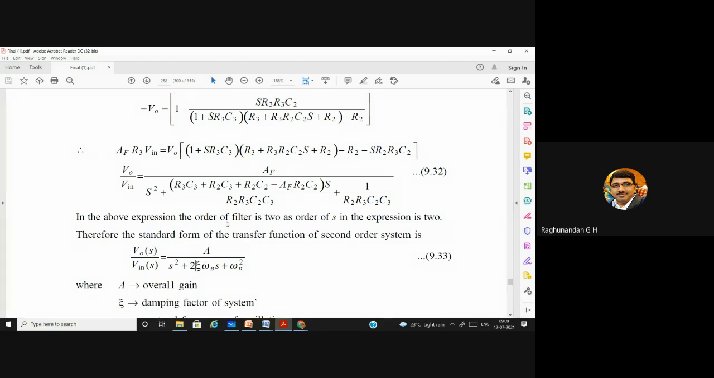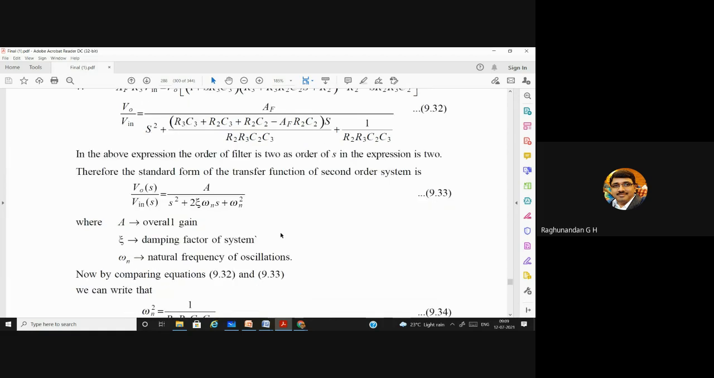This is because the filter is of order 2. Order 2 means it is going to have 2 RC pairs. So that's why we call it a filter of order 2. And this is the equation for V naught by V in, equal to the overall gain divided by the same equation, but we are going to replace it by 2 eta omega n, and this is omega n square we are going to consider.